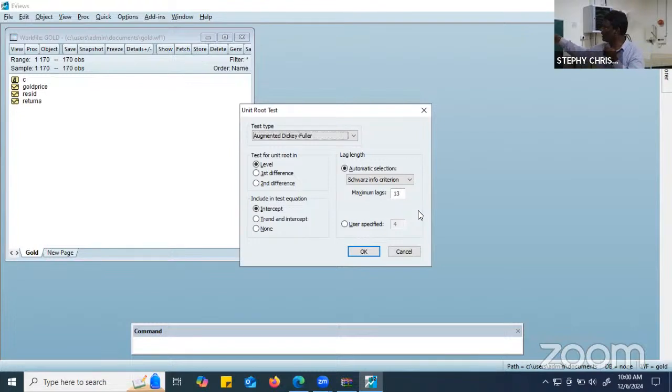Now, for the lag length selection, there are different criteria to identify the lag length: the Schwarz information criterion, the Akaike information criterion. By default, it is mentioned SIC. Sir, can we keep AIC? No problem, you can also identify through AIC. Okay, so now just click OK and see the result.